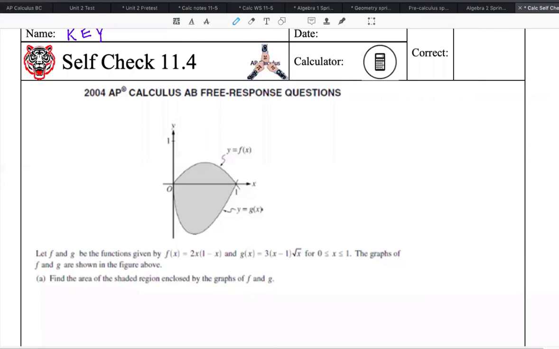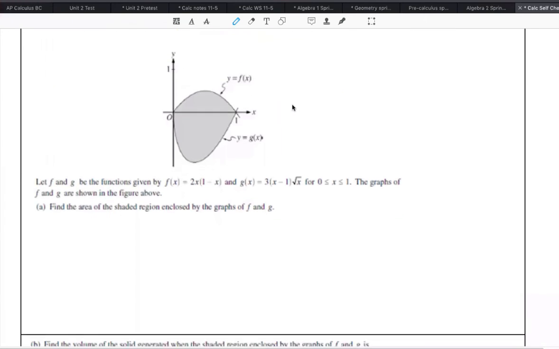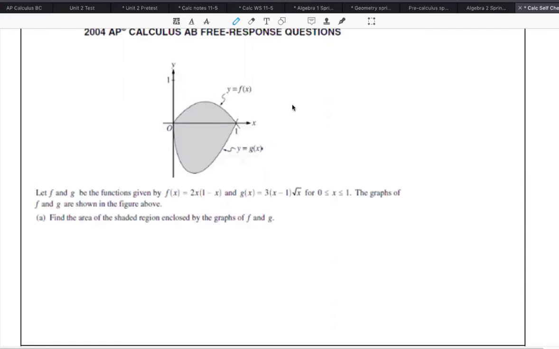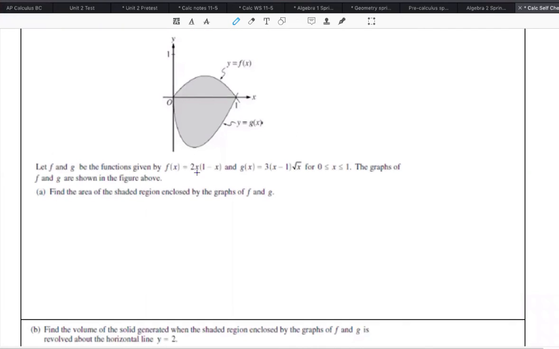Let's do this. All right, so we are on self-check 11.4 now, and it's basically the same type of thing, except now I have a harder function. I have two curvy functions instead of just y equals 6, right? So f of x, this is my top function. My bottom function is that g of x, and we know their intersections are 0 and 1, so we don't even need to find any intersection. Let's go ahead and find the area. Again, the formula for area that you should have memorized by now is the integral from the start to the end of the top minus the bottom.